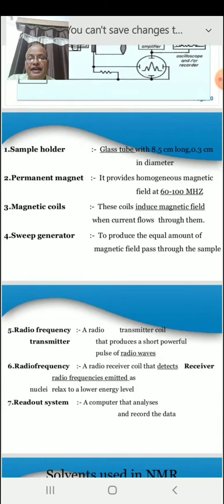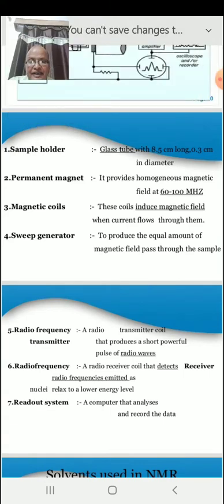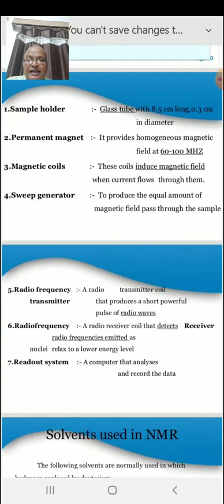If we talk about the radio frequency receiver, it is a radio receiver coil that detects radio frequencies emitted as nuclei relax to a number of energy levels. Last but not least, the readout system is a computer that analyzes and records the data.